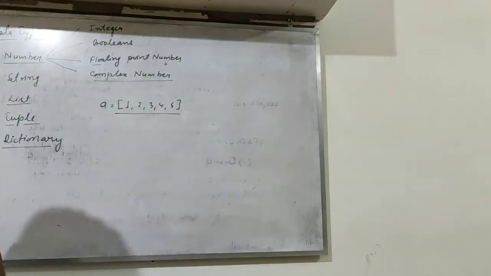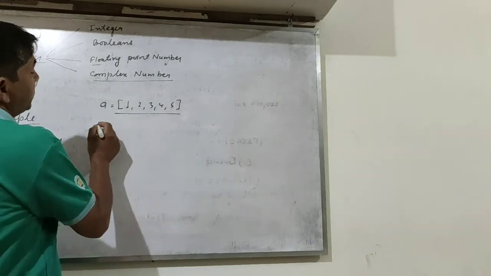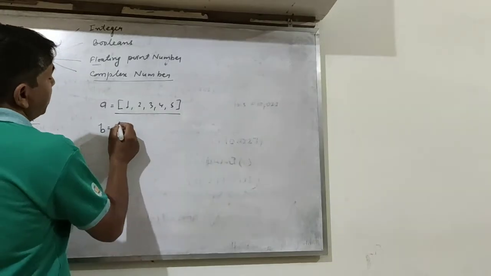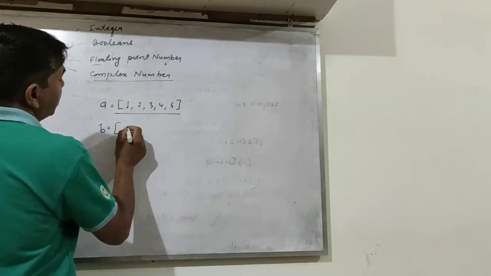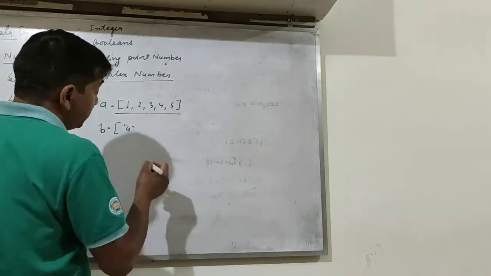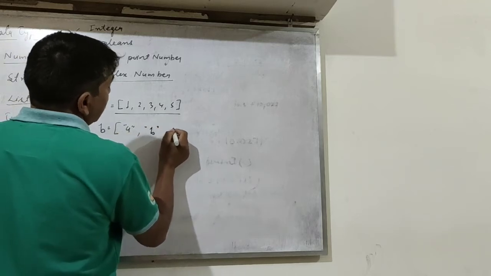Here you use integer numbers. And the same thing, suppose you want to make a list in string form. So how do you make it? You write at first a square bracket, and use double quotation or single quotation: A and B and C.